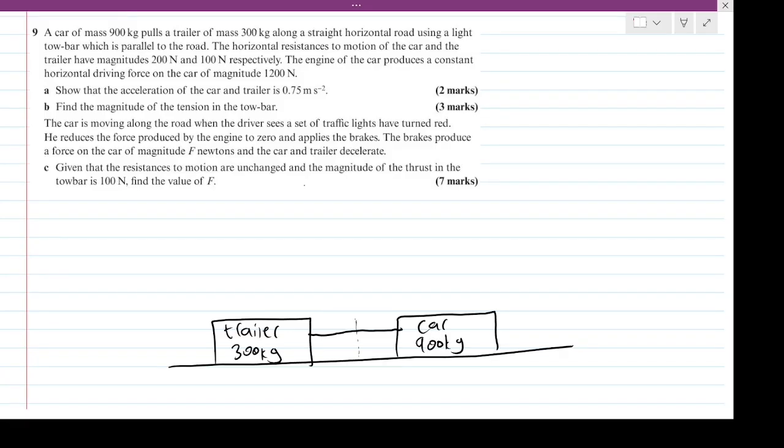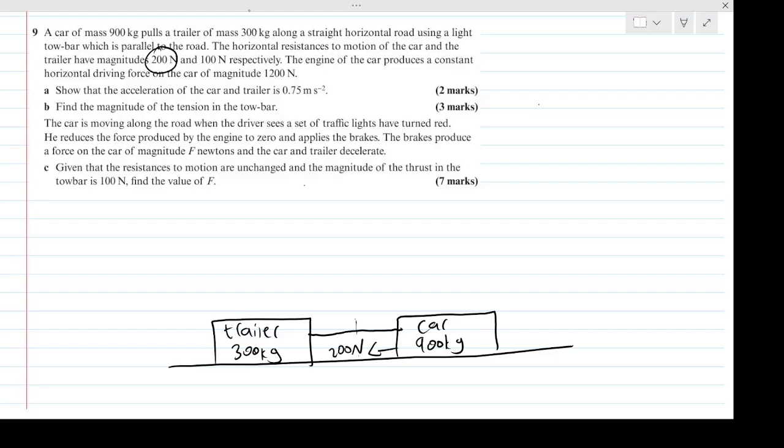Well, firstly, in terms of forces, we're told the resistances to the motion. Well, the resistance to the car is 200, so it's going to be 200 that way. And the trailer has a resistance of 100 newtons. Again, it could be due to friction on the road or something like that. The engine of the car produces a constant driving force of 1200 newtons. So the driving force will go forwards of 1200 newtons.